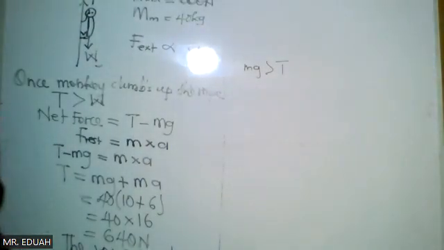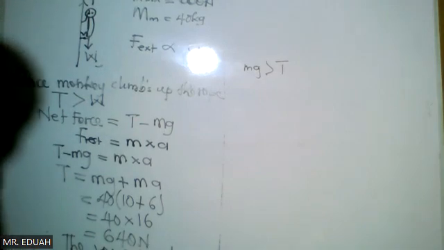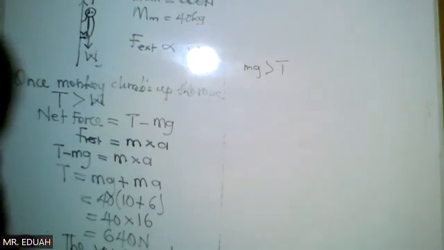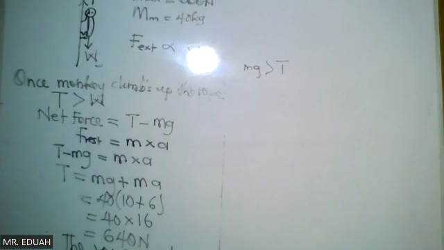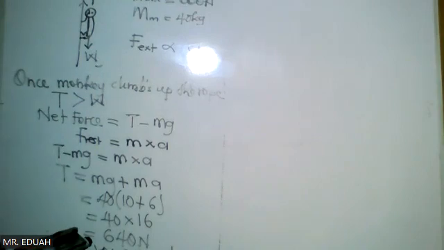All right. Then let's look at the second situation. The first situation has given us the answer, but let's understand why B, C, and D will not also work. The second is that when the monkey climbs down with an acceleration of 4 meters per second squared. So this time we are looking at the monkey climbing down.